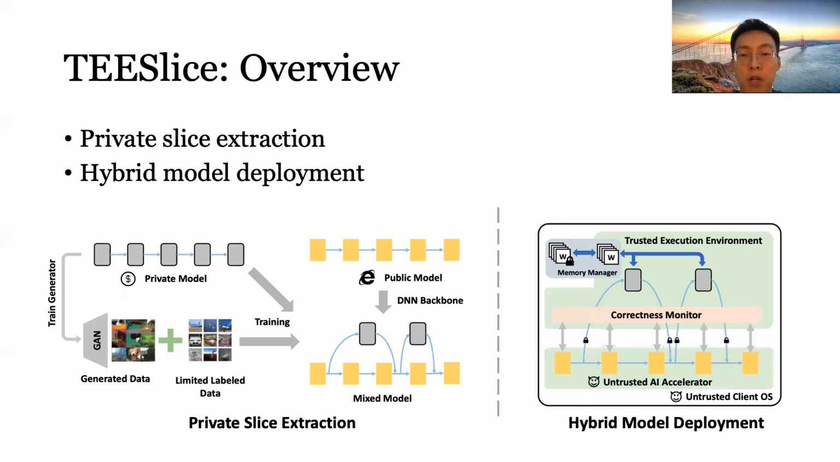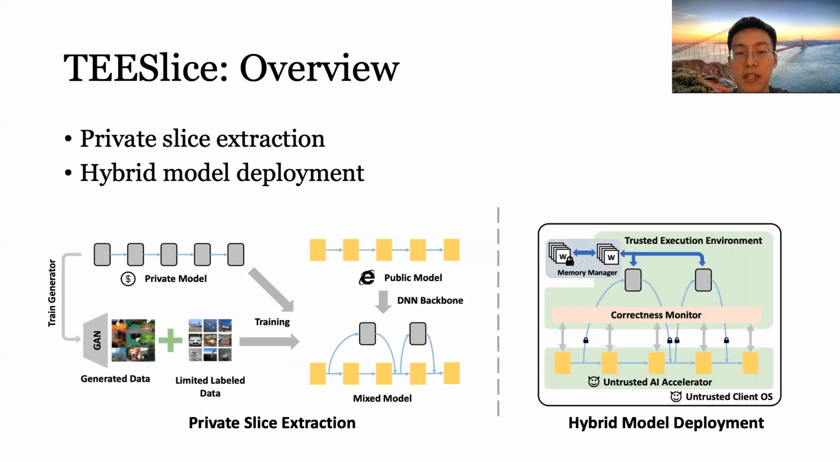The proposed framework, TEESlice, consists of two stages: private slice extraction and hybrid model deployment. In the first stage, given the private target model, the defender downloads a public model and trains the private slices from the target model in a semi-supervised manner. A generative network is trained simultaneously to enrich the training data. The output of this stage is a hybrid model that consists of public model backbone and private slices.